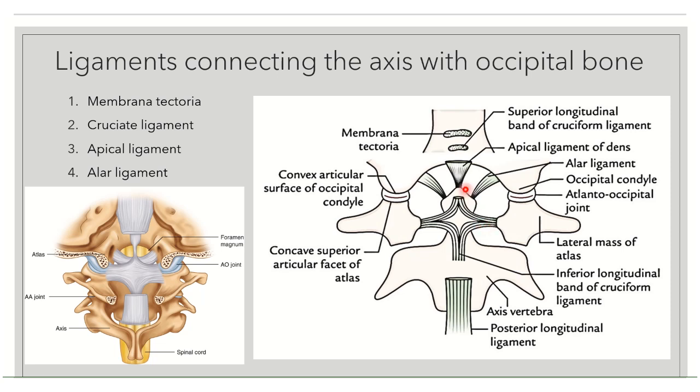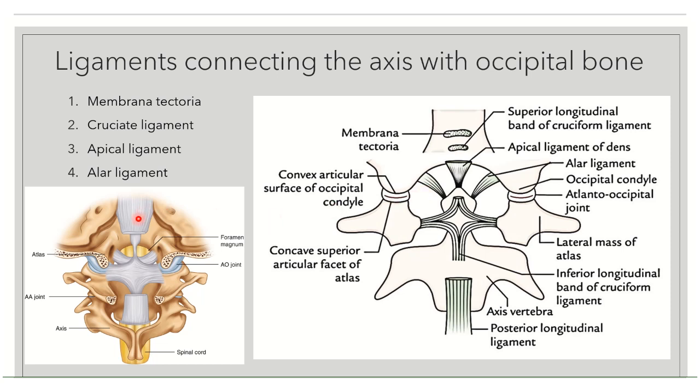Then we have the apical ligament. From the apex of the odontoid process, or the dens, another ligament arises which is called the apical ligament, and this is the continuation of the notochord. Then from the lateral sides of the dens, there is another ligament which arises. It is called the alar ligament, and it is attached to the occipital condyles. This is a very strong ligament. It limits the flexion and the rotation of the head. So these are very important ligaments which connect the axis with the occipital bone.